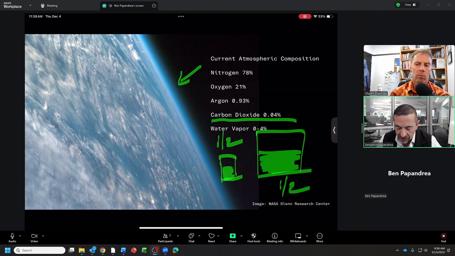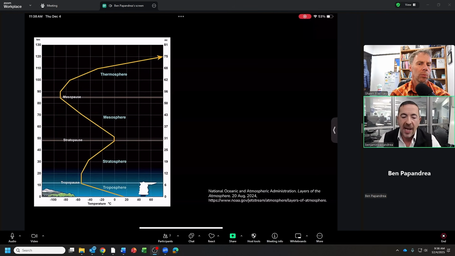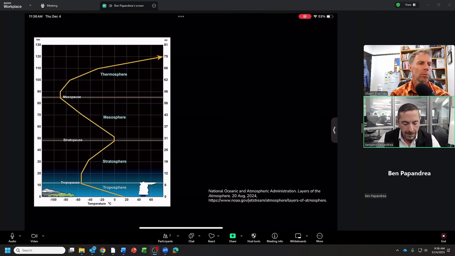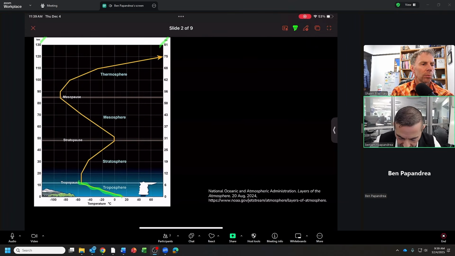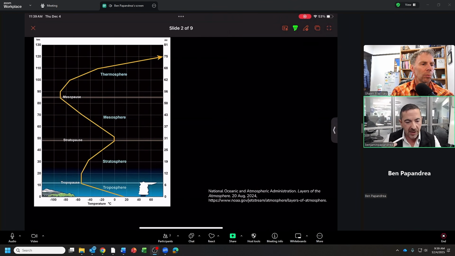So the next slide here shows the structure of the atmosphere. On the left is kilometers, on the right is miles, giving you an idea of the height. See this line here? That orange line. Let me get rid of that marking so we get it clear. So pay attention to that orange line. See how it goes to the left? It meanders back and forth. That's temperature. So that orange line shows the temperature with height.